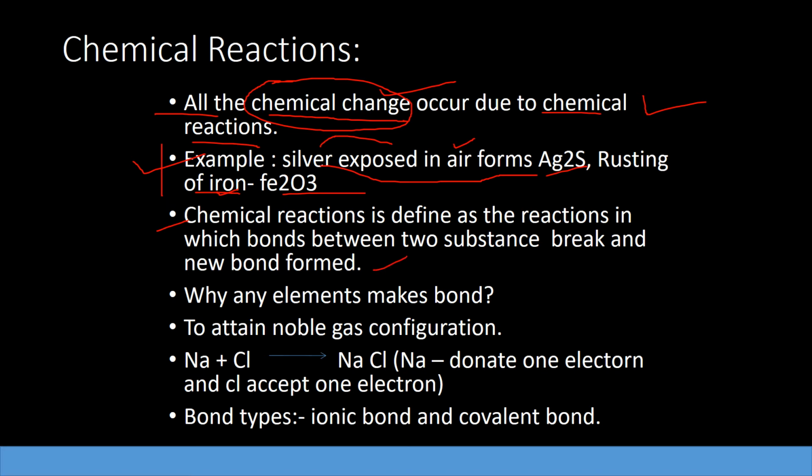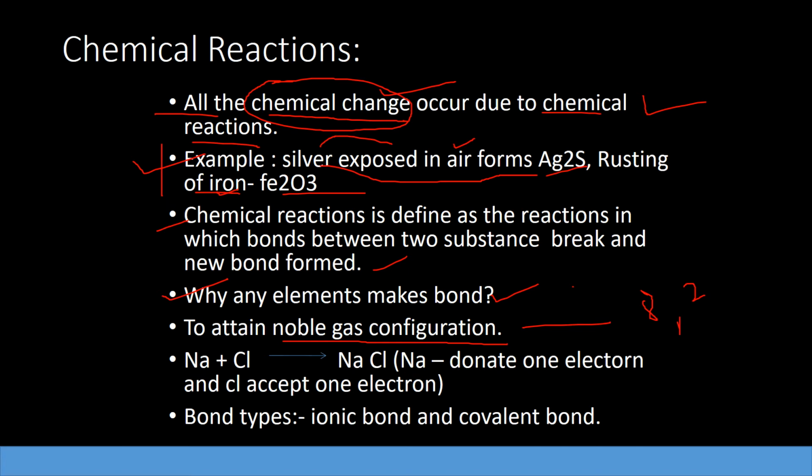Why do these elements make bonds? It's a very good question for all of us: what is the importance of these elements making bonds with others, and why are they reacting with others? So we know that every element on our earth wants to attain the noble gas configuration, that is the 8 and 2 configuration. They want to attain the noble gas configuration.